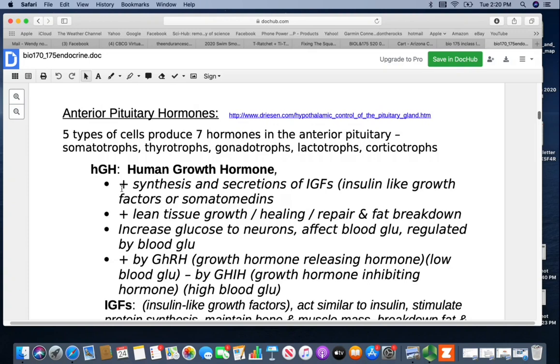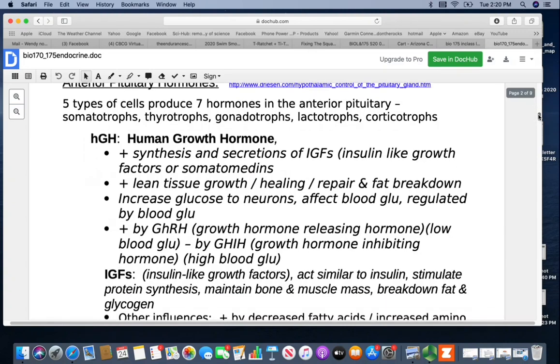So when you see the plus sign on here, it means it's going to stimulate something or be stimulated by, and then I use a negative sign if it's going to inhibit something. So human growth hormone is going to stimulate the synthesis and secretion of the insulin-like growth factors or somatomedins. What these are going to do is promote lean tissue growth, healing, repair, and breakdown of fat. It will increase the glucose to the neurons, so they do affect your blood glucose levels, and they'll actually be regulated by blood glucose levels as well.